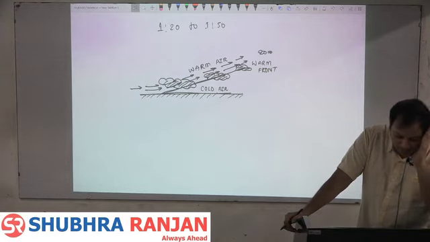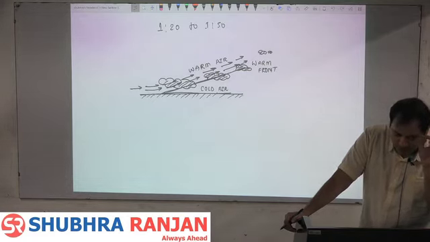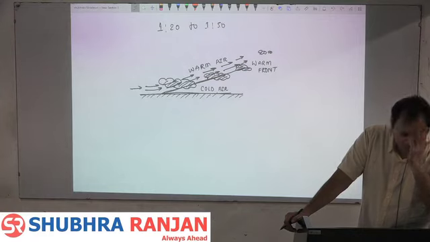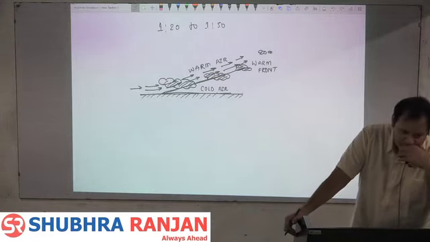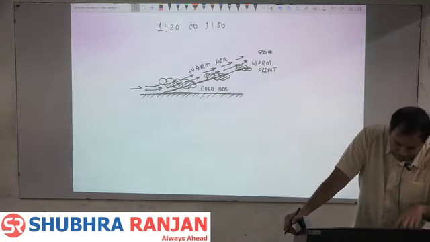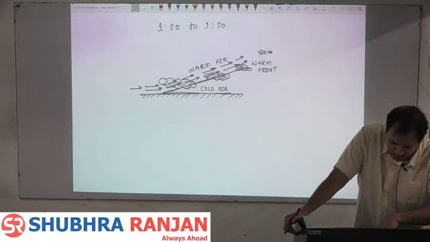Last point. Inversion of temperature near the surface before rainfall also occurs.